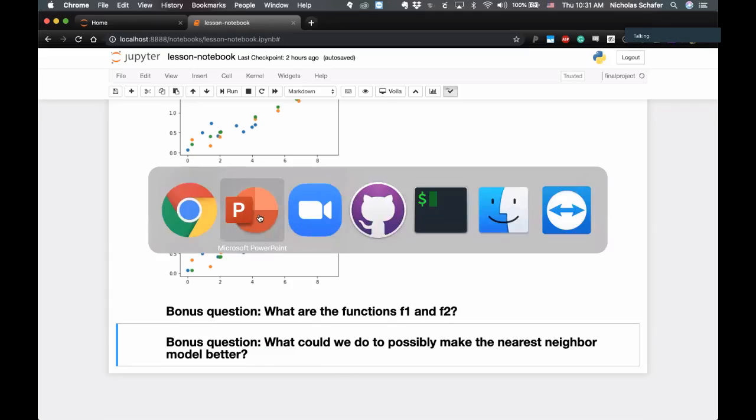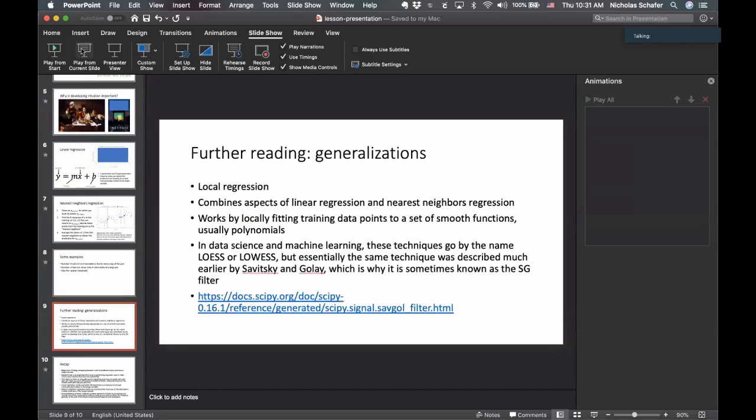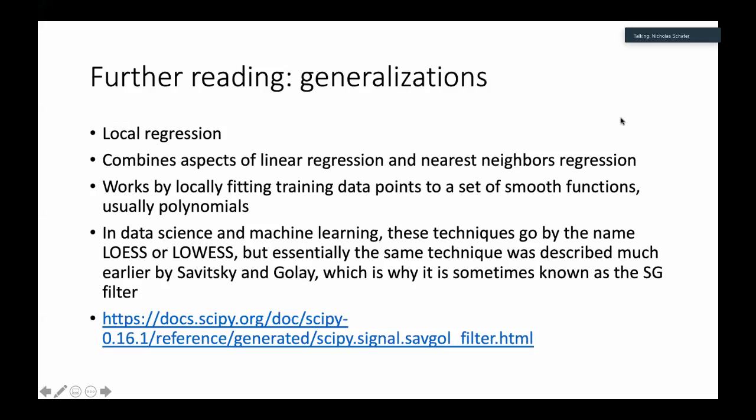Okay, so let's hop back here and talk about this. I'm not going to talk in any detail about this. I just wanted to let you guys know that other techniques exist. And they're generalizations of these two techniques that we talked about today.